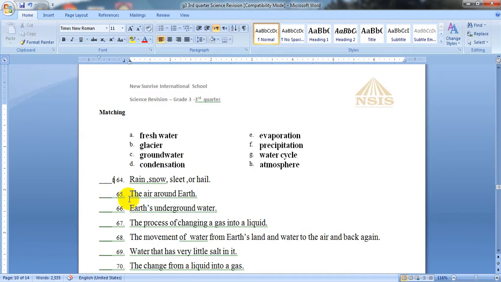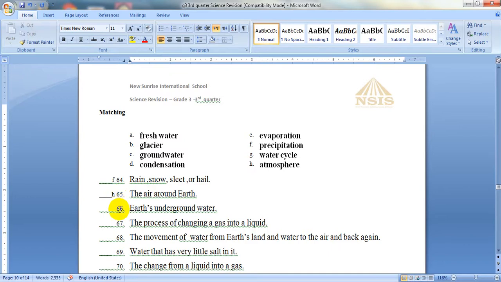The next one, the air around Earth. We said that air is made up of a mixture of gases, and the air or this mixture of gases that surrounds Earth is called atmosphere. So the correct answer here is letter H.